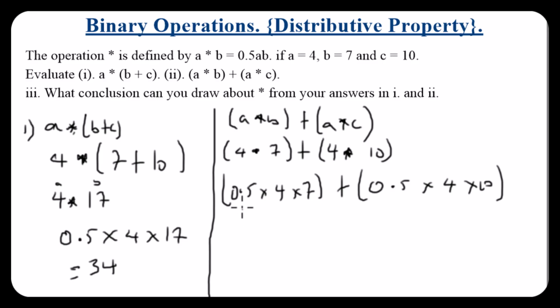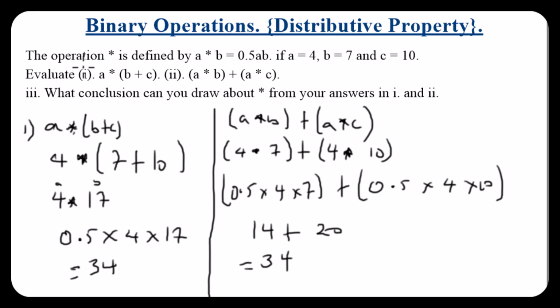All right, so let's look at this. 0.5 times 4, that's 2. 2 times 7, that's 14. Plus 0.5 times 4, again, that's 2. 2 times 10, that's 20. And then 20 plus 14 gives us a total of 34. So you can see that when we did the first evaluation, A star (B plus C), we're having 34. And then for the second part also, we're still having 34.